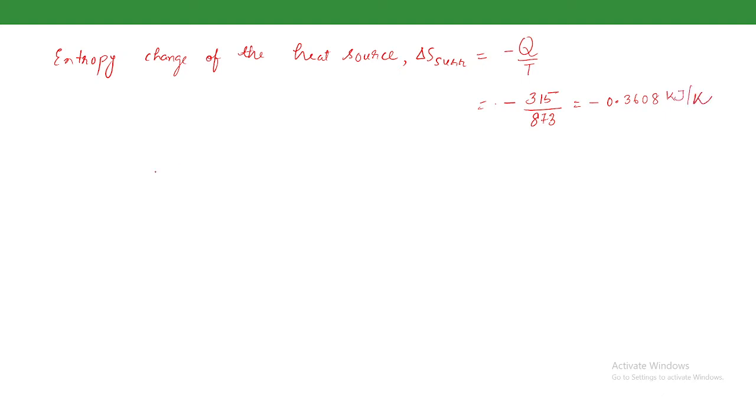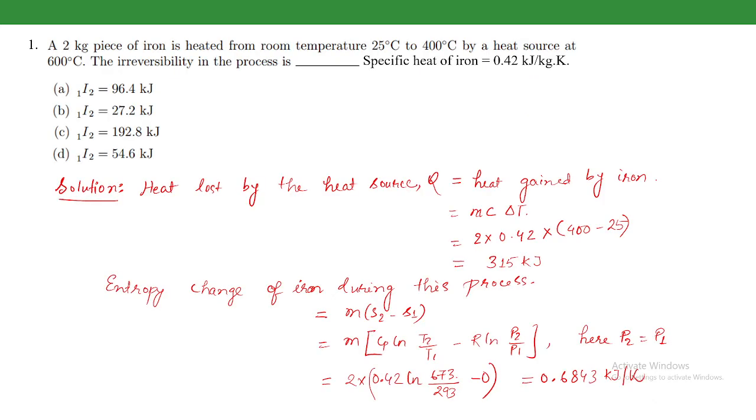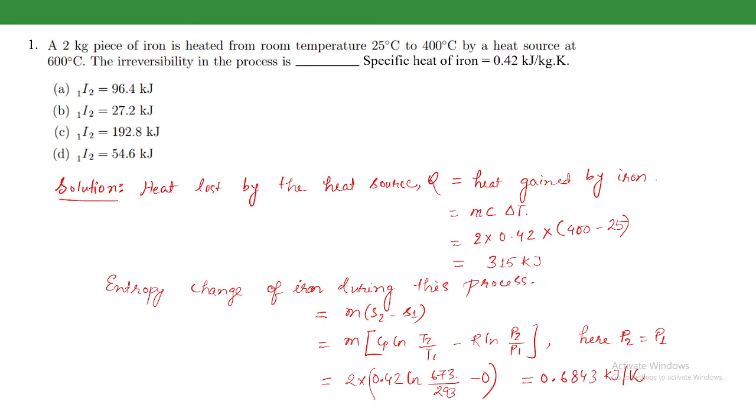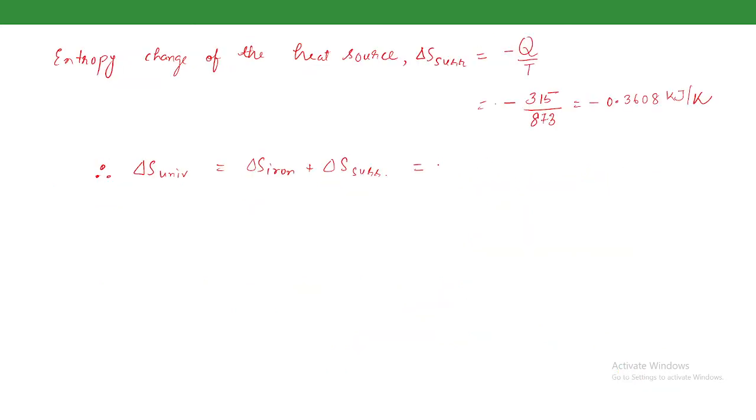So what is the net change of entropy of the universe? The universe is system and surroundings. The system is the iron and the heat source is the surrounding. Therefore, change in entropy of the universe is the system plus surroundings. So this is 0.6843 minus 0.3608, which comes out equal to 0.3234 kilojoule per Kelvin.